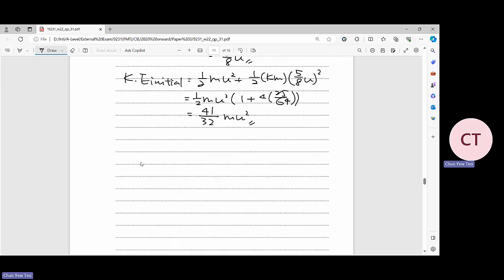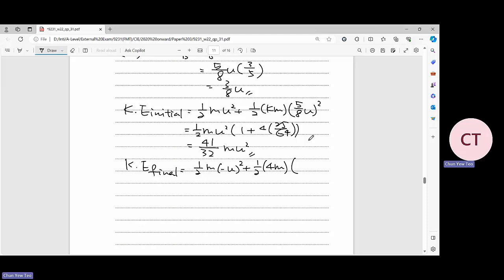What is your final KE? KE final will be the half m, also u square, but this is a negative u. To be more precise, it's actually a negative u. Plus the half, maybe we can write 4 already here. Then the last one is a VB square. VB square is 3/8 u square squared. So take the half m u square out. You get a 1 plus the 4 times 9/64.